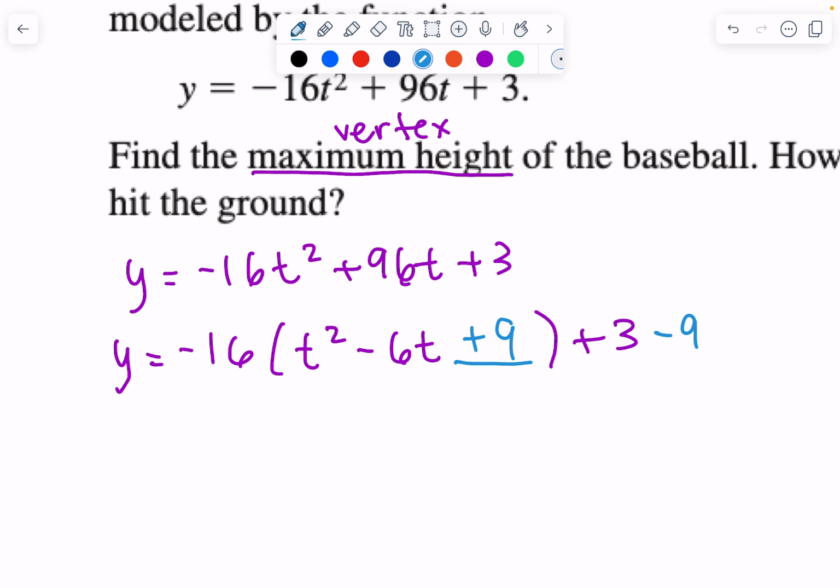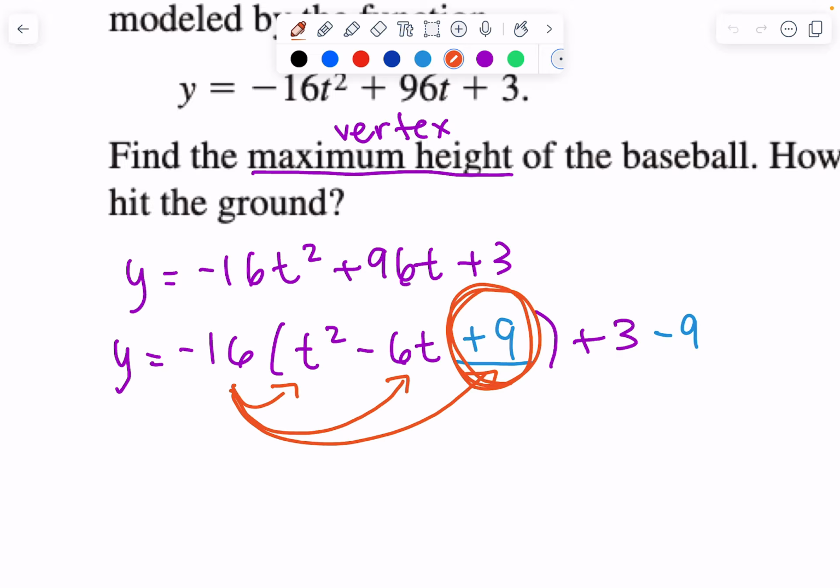Well, think about it. If I just factored out a negative 16 from the terms in the parentheses, that means to get it back to the original equation, I could distribute negative 16 into the parentheses, which means I'm not really adding 9 to this expression. What I'm really doing is adding 9 times negative 16 to the expression, right? Because if I was to distribute negative 16 into the parentheses, I'm also going to multiply it by a positive 9.